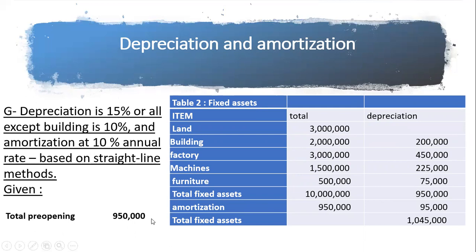Then it is important to take into consideration if you have amortization, which is the depreciation of the intangible assets. And here we have a branded product, so I'm going to depreciate it with the total value of the pre-opening, which is assumed to be here 10% of amortization. Then we find the depreciation and amortization, and amortization applies when the product is branded, so I'm looking for whether it is branded or not.